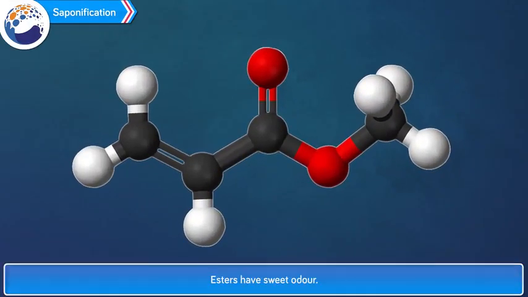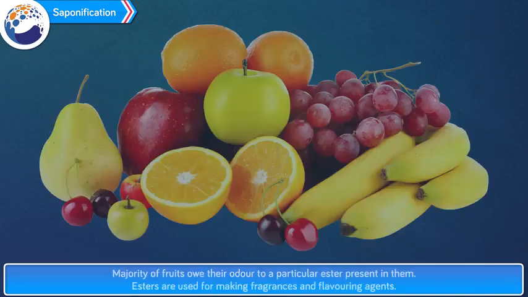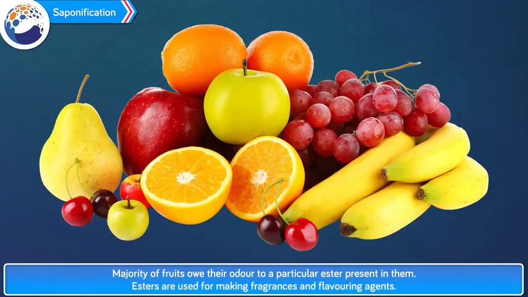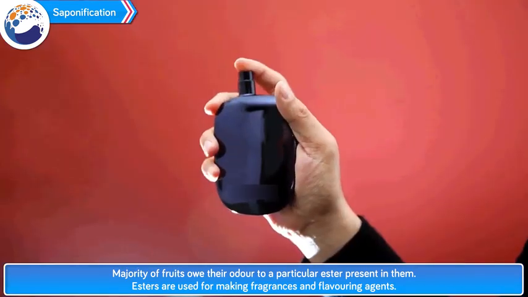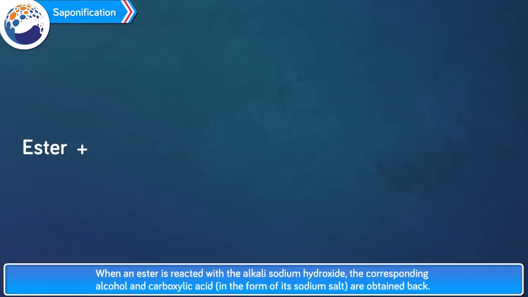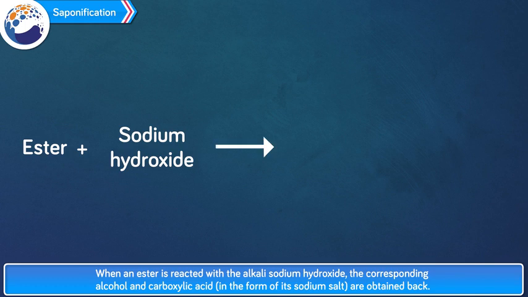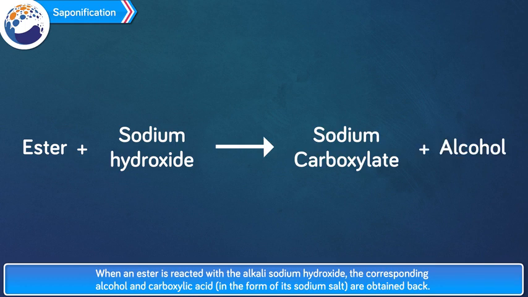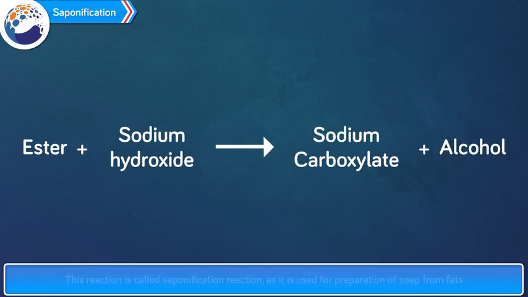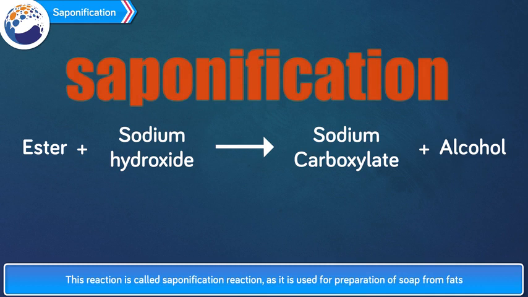Saponification. Esters have a sweet odor. The majority of fruits owe their odor to a particular ester present in them. Esters are used for making fragrances and flavoring agents. When an ester is reacted with the alkali sodium hydroxide, the corresponding alcohol and carboxylic acid, in the form of its sodium salt, are obtained back. This reaction is called saponification reaction as it is used for preparation of soap from fats.